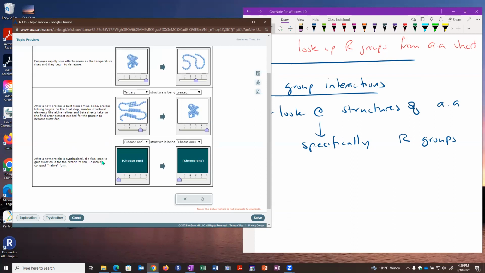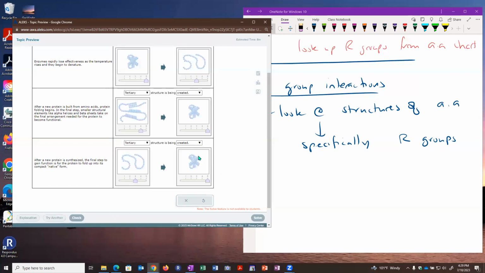Last one, after a new protein is synthesized, the final step is to gain function, for the protein to fold up into its native form. So again, the function is dictated by the tertiary three-dimensional shape that's being created, and that's going from the initial primary structure to the folded shape of the protein.